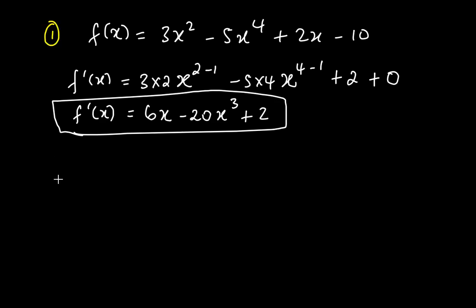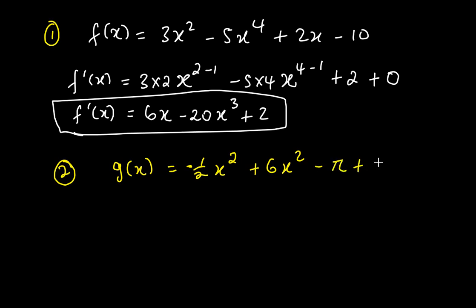So we can call that number 1. Number 2, let's just say we have g at x is equal to negative half x to the power of 2, and then plus 6x squared, and then minus pi plus k, right? So how do you get the derivative there, right? Well, it's not difficult, right? It's not difficult.